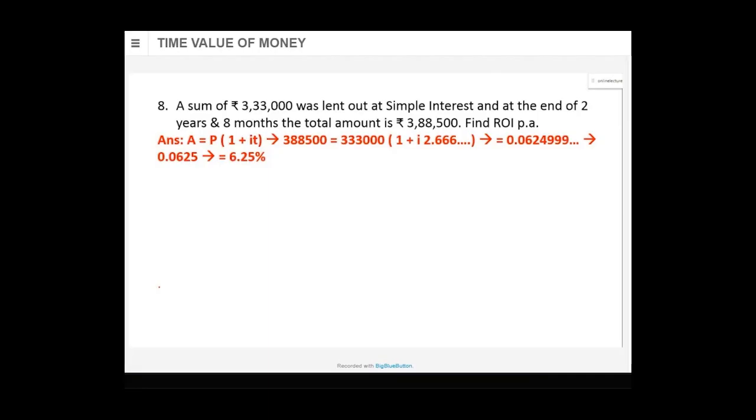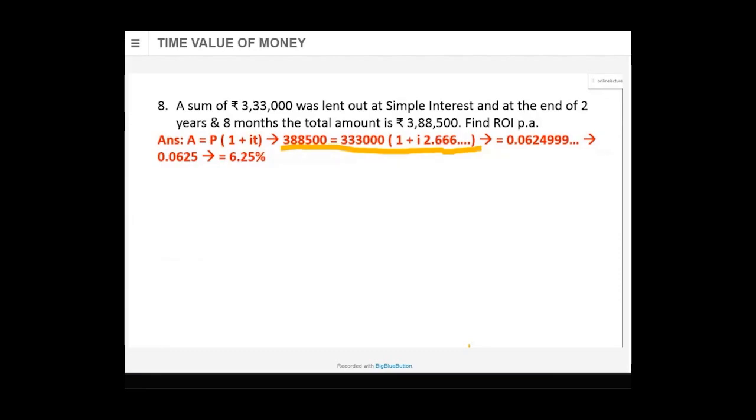Now, what you should do? Once you get this part, now use your calculator to get that answer. What will you do? 3,88,500. Those who are using a calculator, do it. Or those who have not got the answer, everyone just do this. 3,88,500. Even I'm using a calculator.